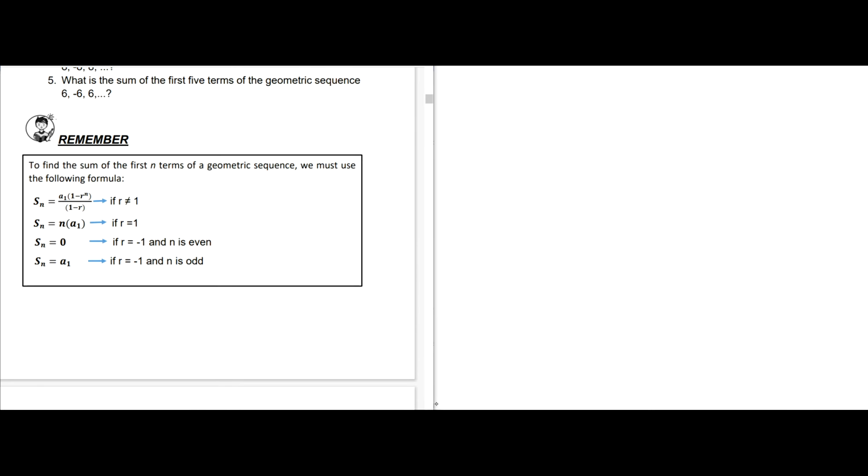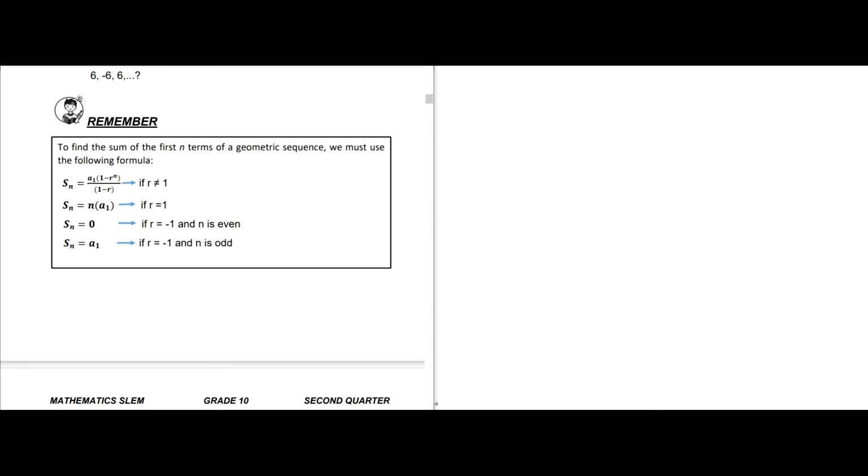I think that's it for the sum of the geometric sequence. So remember, to find the sum of the first n terms of a geometric sequence, we must use this formula. R should not be equal to 1. Okay? Now, if r is equal to 1, you simply multiply the number of terms to your first term. If r is negative 1 and n is even, your sum is 0. If r is negative 1 and n is odd, therefore, your answer is your first term.